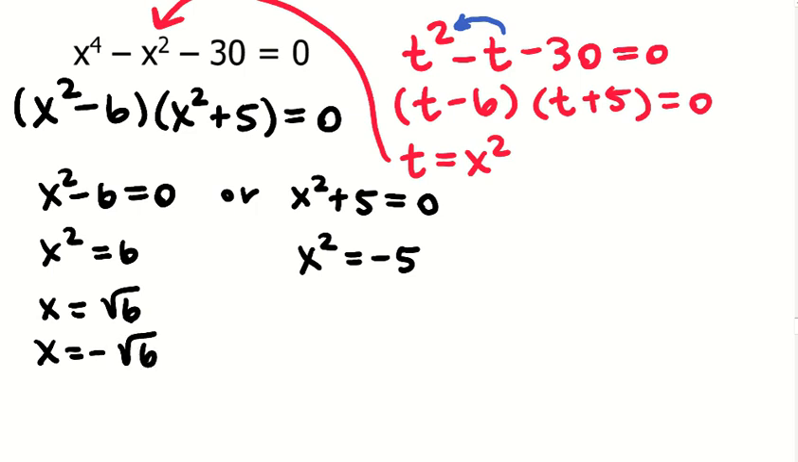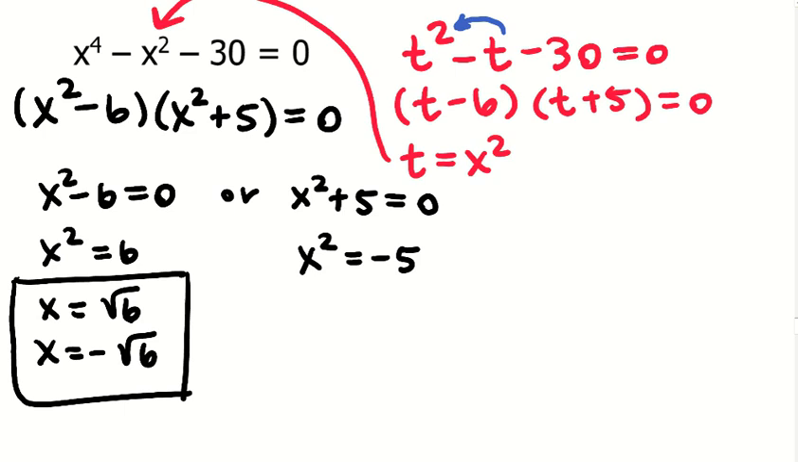If we squared that, we kind of lose the negative. Or over here, we're going to need to take the square root of negative 5. That's not a real number, so it's not going to contribute any real solutions, and we're not concerned with complex solutions yet, so we're just going to say those.